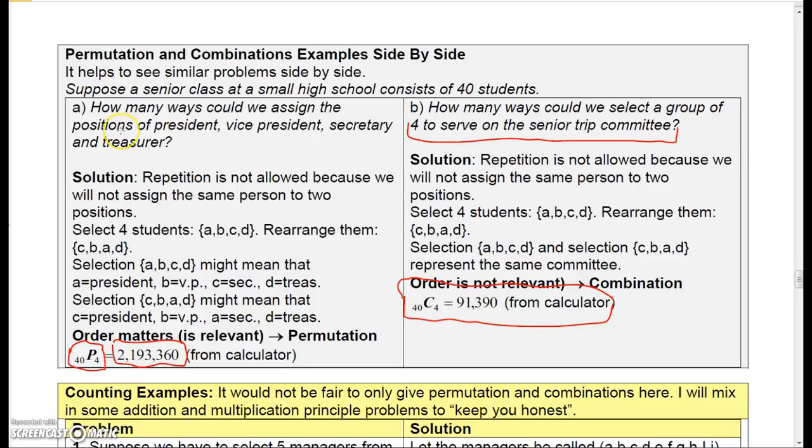I'm going to do one more video on this section, which is going to have sort of a mixture of different types of counting properties that will involve properties from all the different counting techniques that we've discussed.